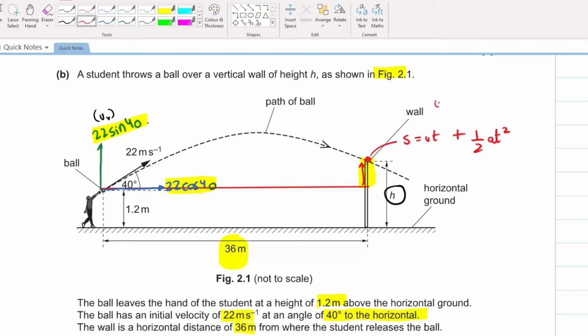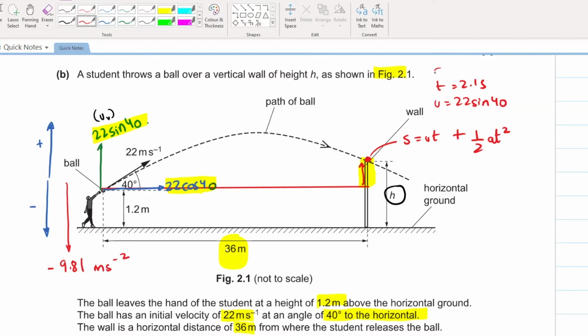You have the u in the vertical direction, that is 22 sin 40. You have the time, that is 2.1 seconds. Acceleration is also with you. You have to do just one thing to the acceleration. You have to understand that upward vectors are positive, downward vectors are negative. Acceleration due to gravity acts downward. This 9.81 acts downward, so this will actually be negative 9.81 m/s squared. So your acceleration is negative 9.81 m/s squared.